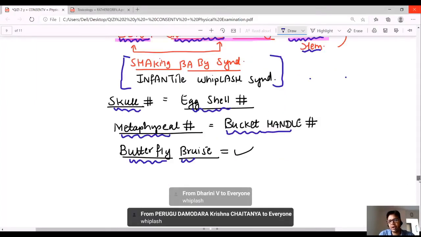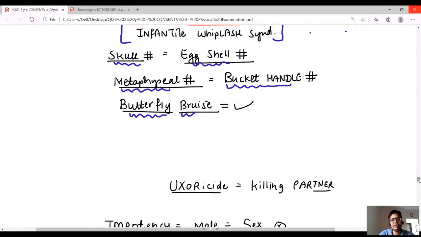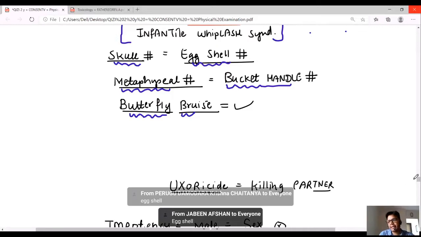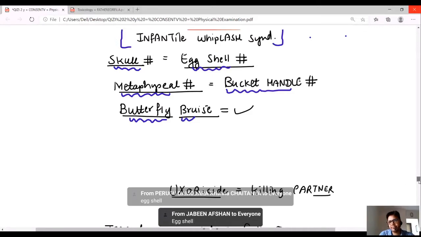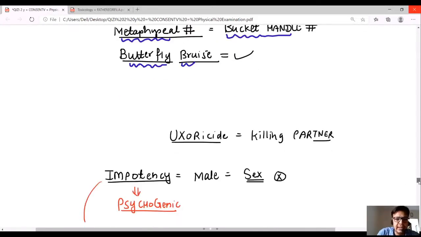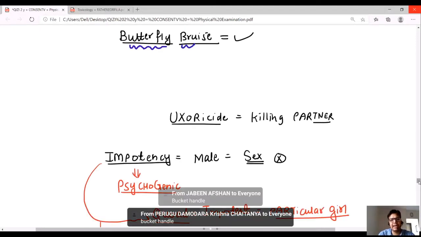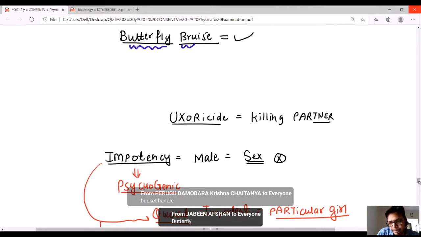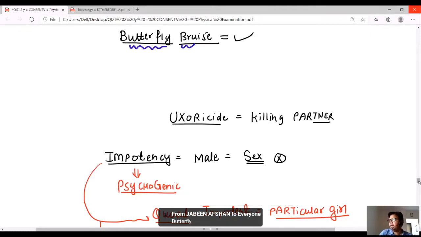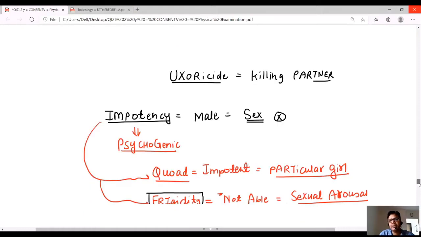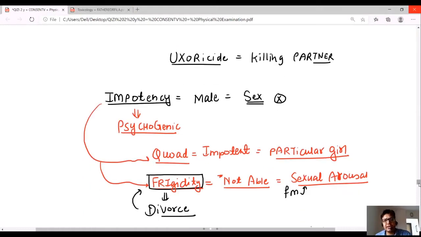Skull fracture is known as eggshell fracture. Metaphyseal fracture is known as bucket handle fracture, and pattern bruise is known as butterfly bruise.